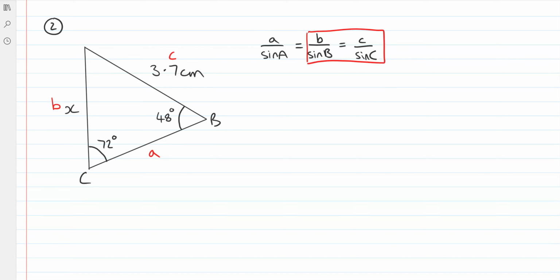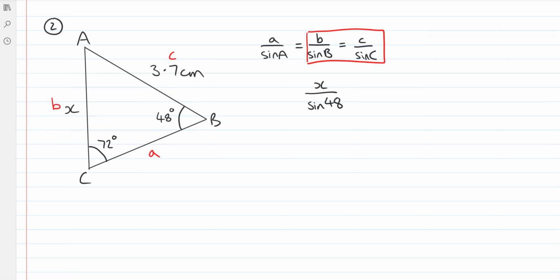We don't really need A, which I've rubbed off now by mistake. So there's A. We don't have any value here, and we're not looking for anything there. So we're not really going to need A in this question. So we're just going to use b over sine B equals c over sine C. So little b is the x, over sine capital B, sine 48. So just for clarity, there's our little b on the left. There's our capital B there, so I've subbed them in.